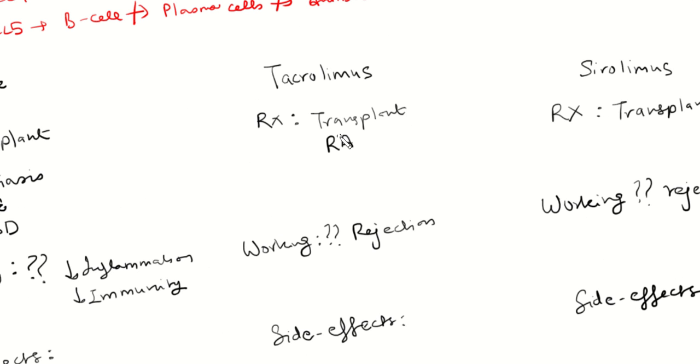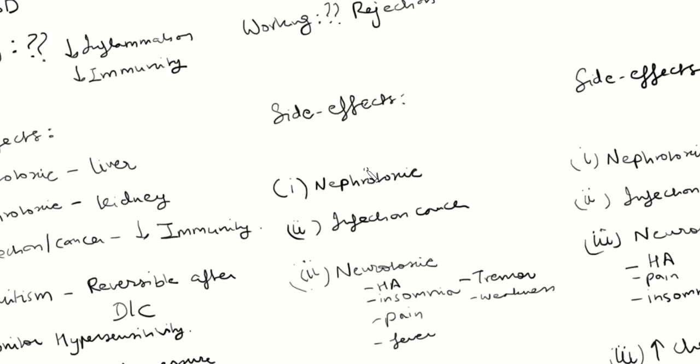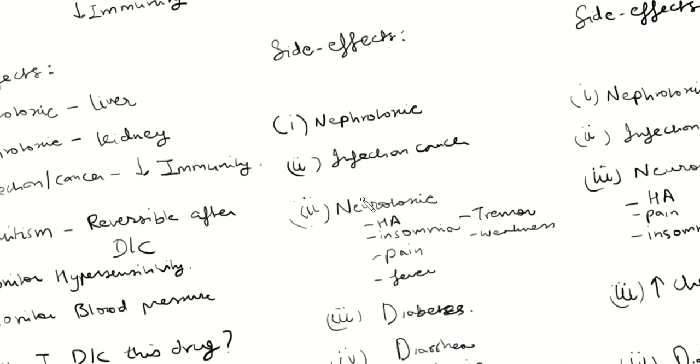Tacrolimus is used for transplants and rheumatoid arthritis. So again, is it working? If the organ is not being rejected, hey, we're doing well. Lesser side effects. So again, it's nephrotoxic, but not as hepatotoxic. So if somebody's liver is shot, this might be a good option over cyclosporin.